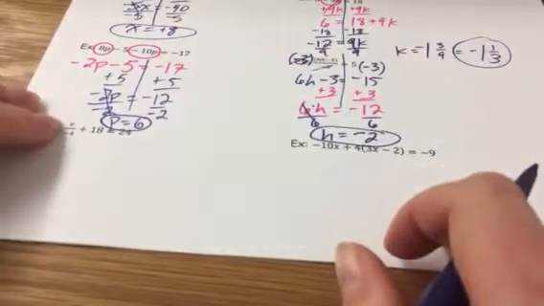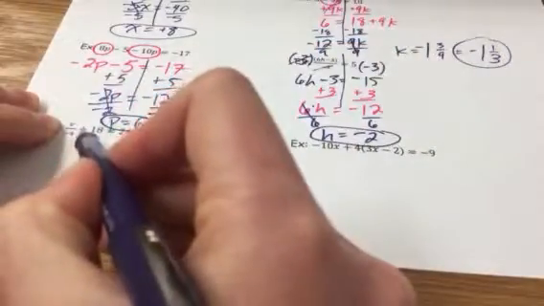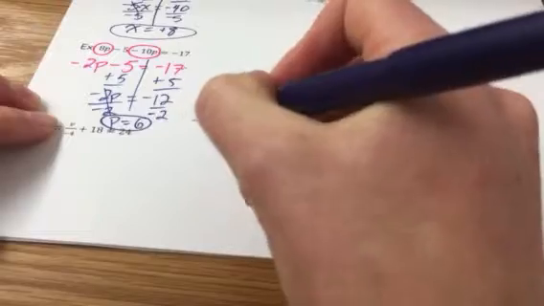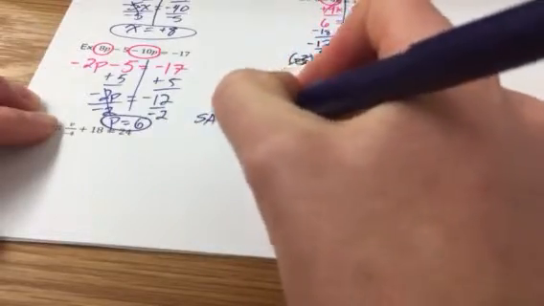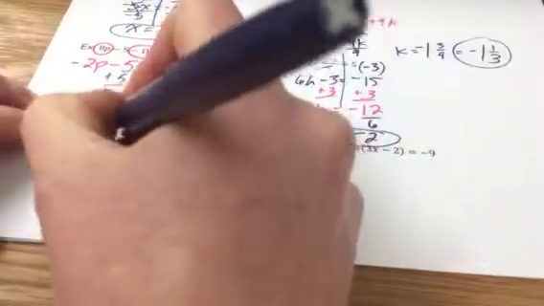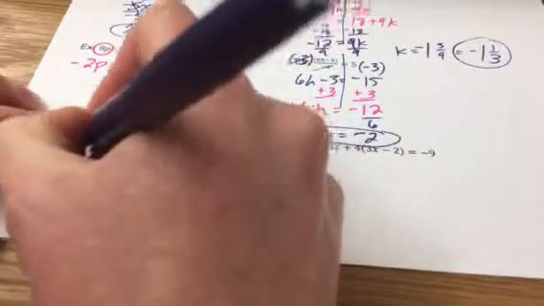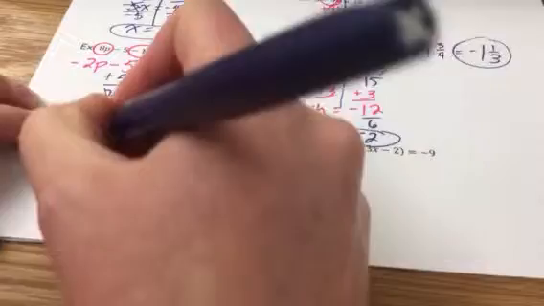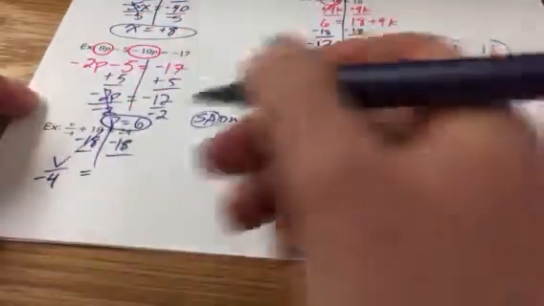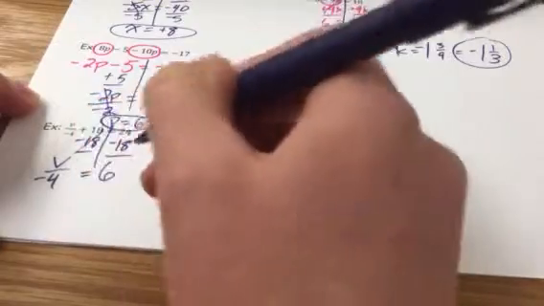Okay, here I have division and addition, but I have no grouping. So according to SADMEP, I need to get rid of my subtracting and adding first. So I need to get rid of this plus 18 by subtracting 18. And I get v over negative 4 is equal to 6.